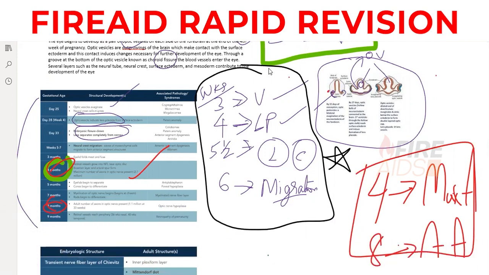So the maximum number of axons in the optic nerve is going to be 3.7 million. The adult number of axons is going to be 1.1 million. So this is regarding months. I repeat, for weeks: 3rd week is the vesicle, 4th week is the lens placode, 5.5 weeks lens and cornea separate, 6th week migration. 4th month is maximum axons, 8th month is adult axons. So these 6 points, if you know, I think that should be fine enough for your exam.